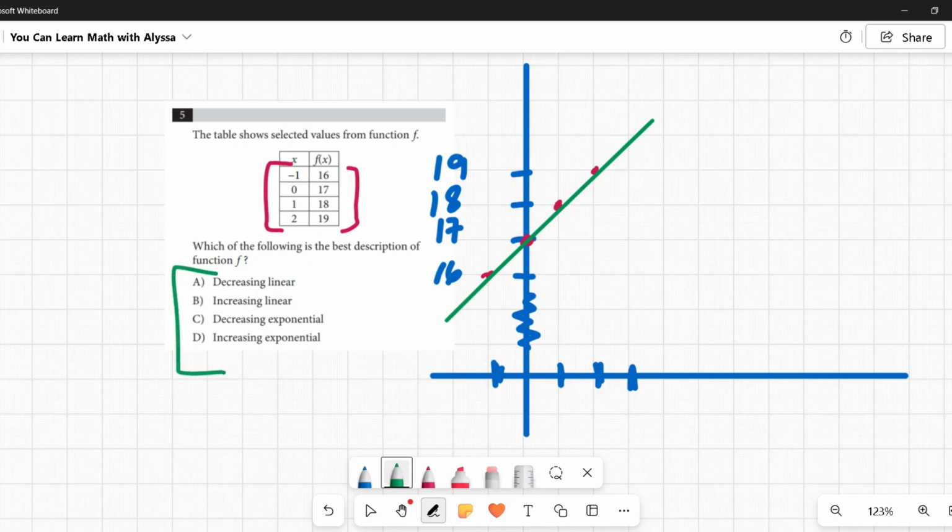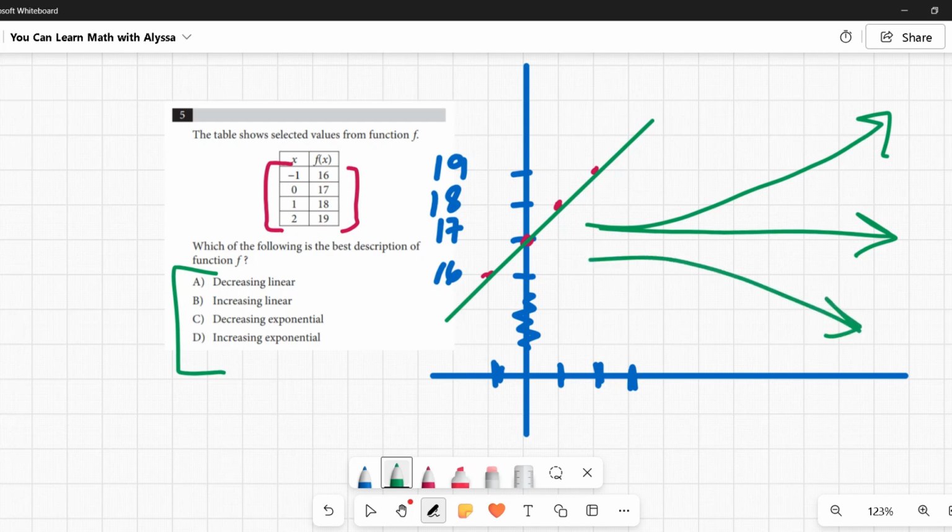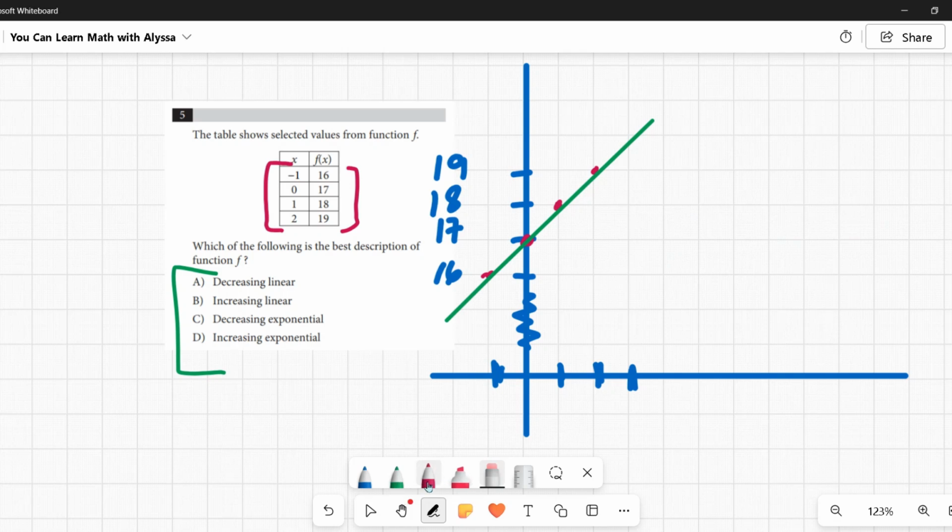Now, which of the following is the best description of this? Here are our options: decreasing linear, increasing linear, decreasing exponential, increasing exponential. When we're talking decreasing and increasing, we're talking about what happens when we go from left to right, like how we read in English. If it's going up, it's increasing; if it's going down, it's decreasing. Here, going from left to right, this line is going up. So this is increasing, and only B or D say increasing.